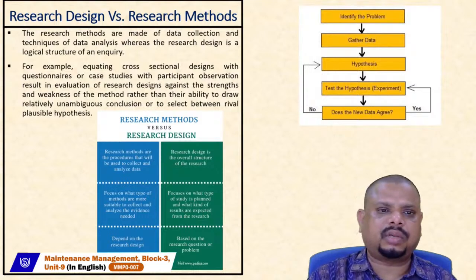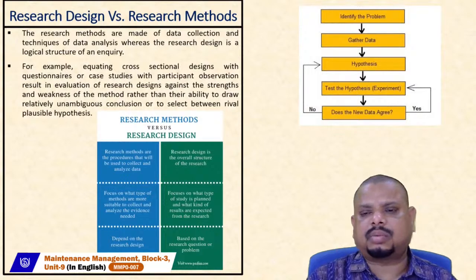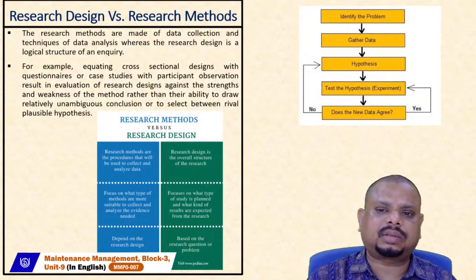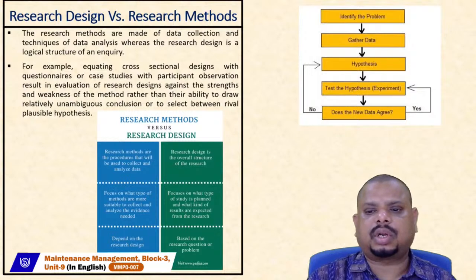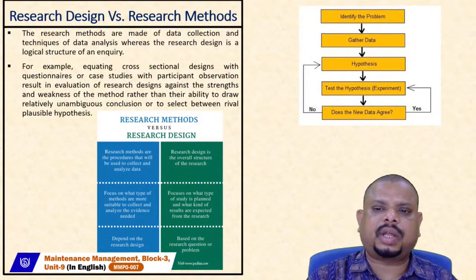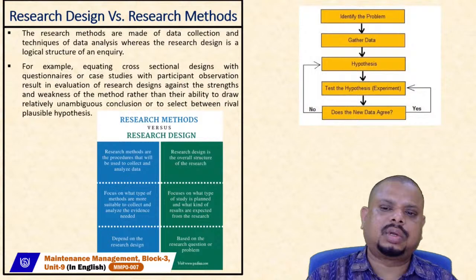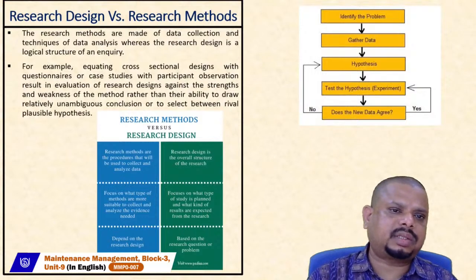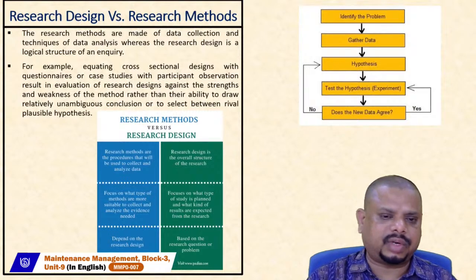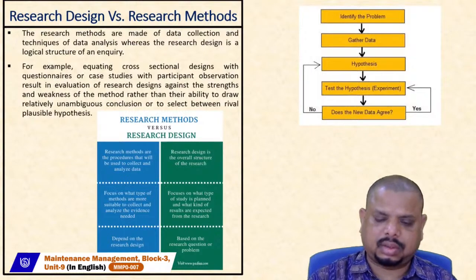If you go for a research method, first you have to identify the problem, then collect and gather the data, define the hypothesis, and test the hypothesis or conduct the experiment. If yes, it goes to the new data agreement. If no, again you have to formulate the hypothesis. In this way, in most cases, research design and research methods are conducted to identify the statistical failure rate of different components inside organizations.